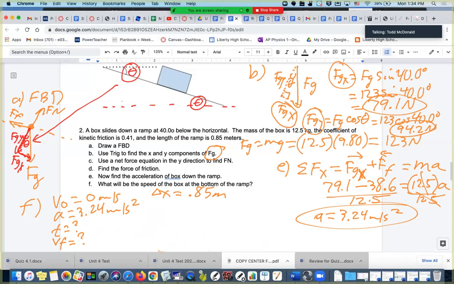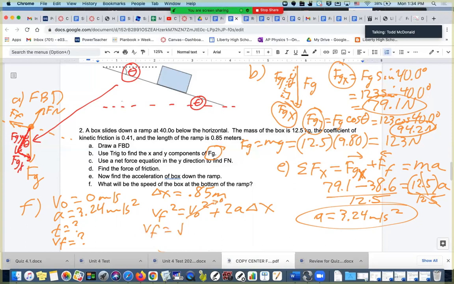So we need an equation that doesn't have time in it, but does have VF, V0, and A. And here's the equation, going back to what we know from kinematics. V final squared is equal to V initial squared plus 2A delta X. Since the initial velocity is 0, this term goes away.